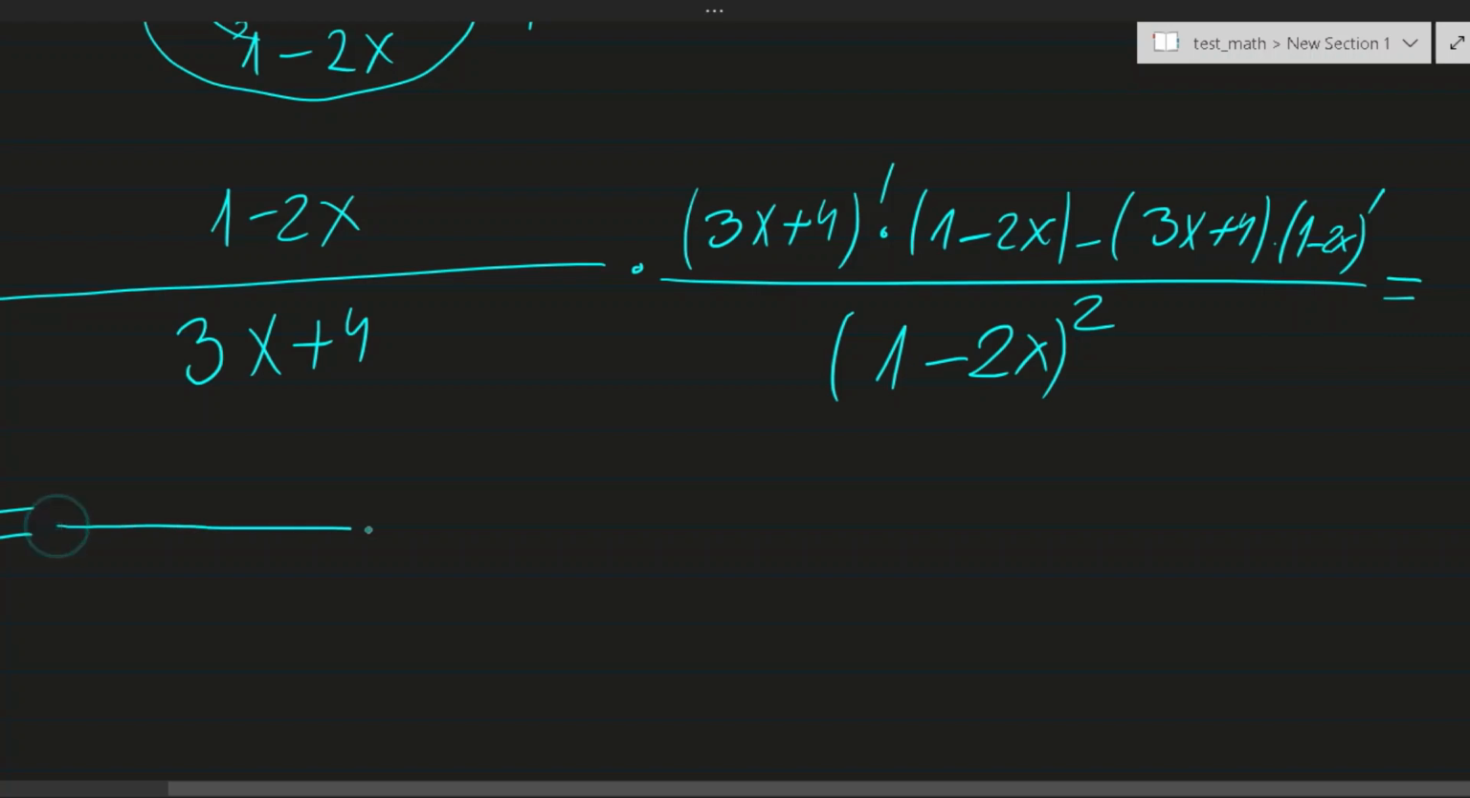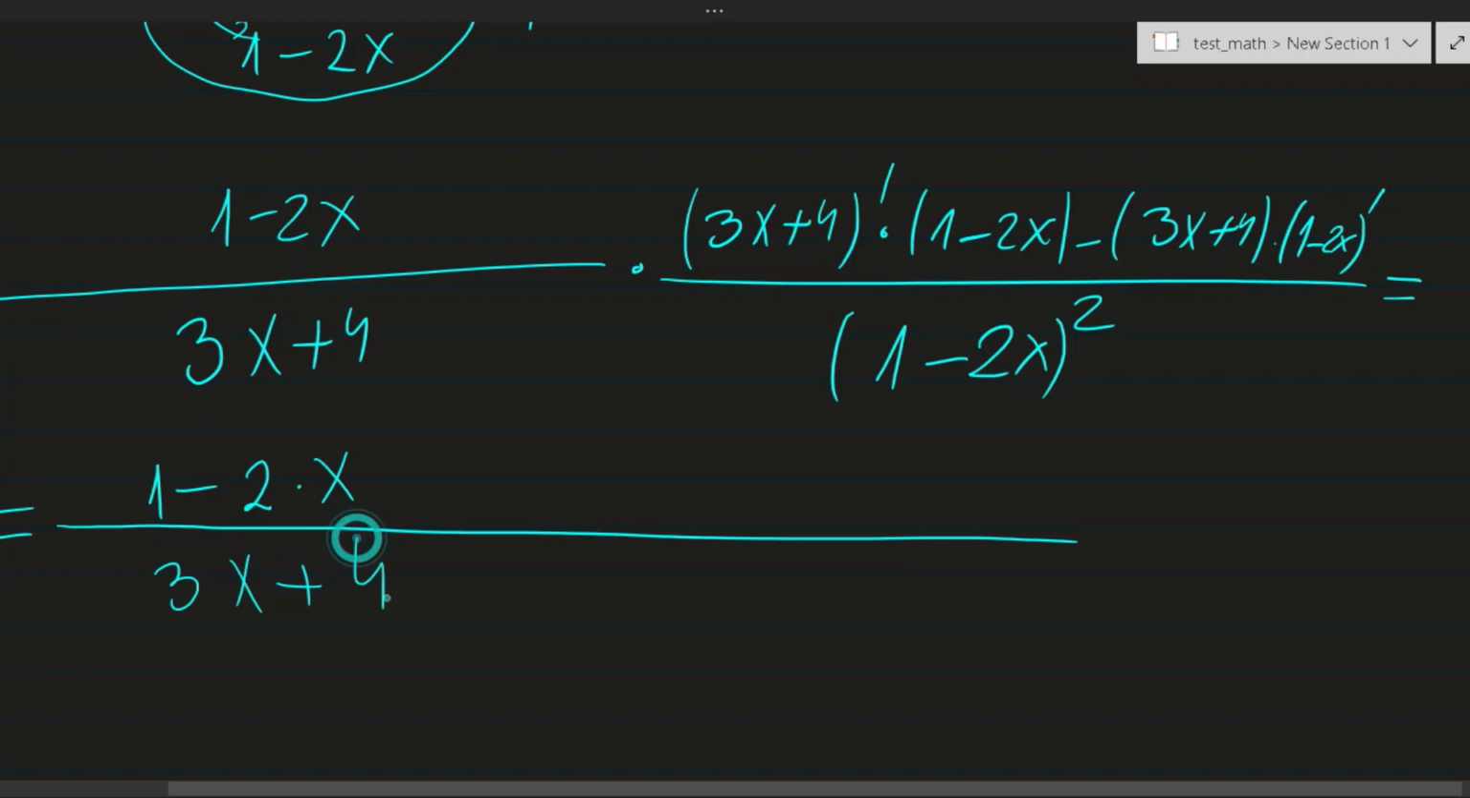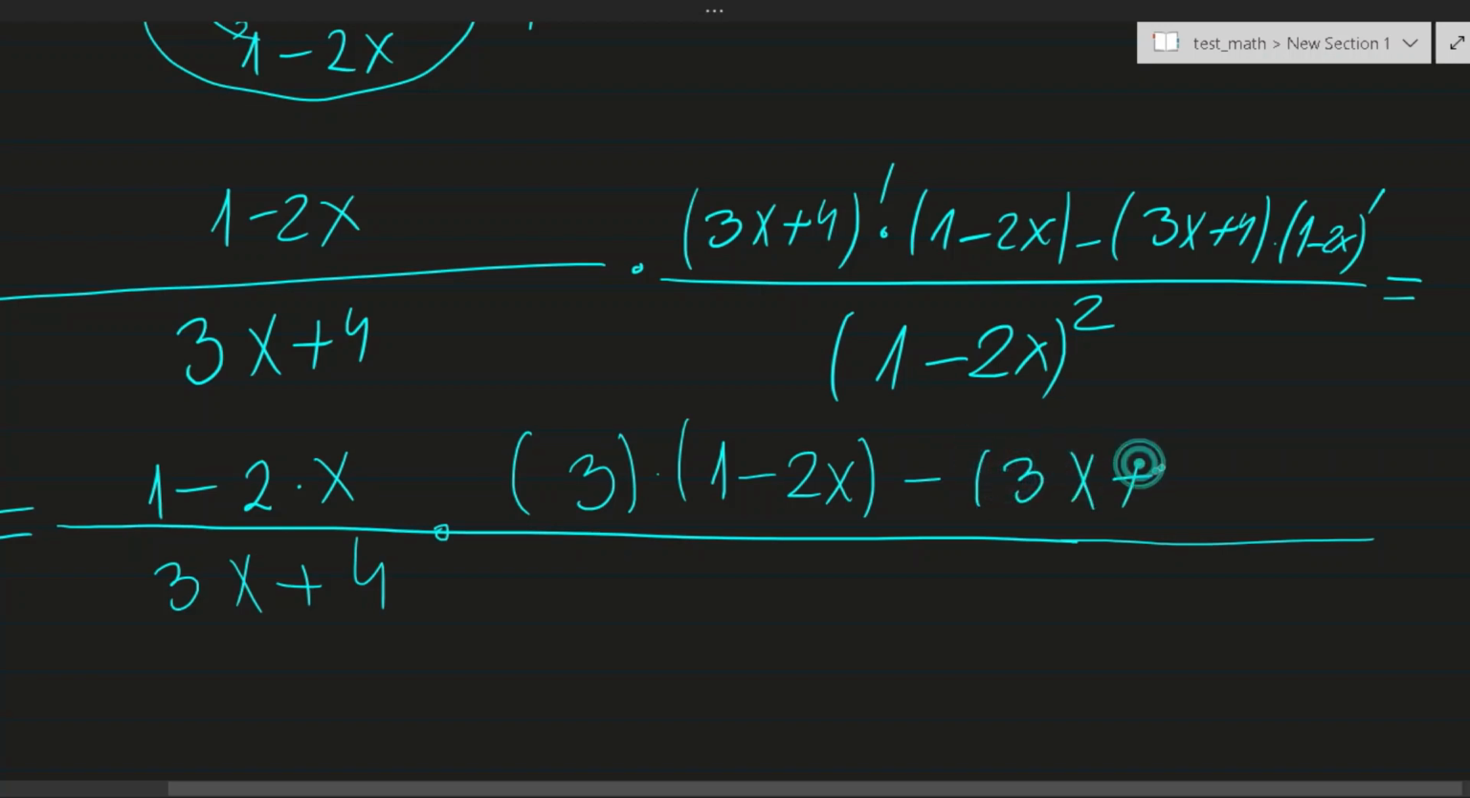Equal fraction 1 minus 2x over 3x plus 4, multiplication. We have here the derivative of 3x is 3. The derivative of a constant number is 0. We have here (1 minus 2x) minus (3x plus 4). Here the derivative of a constant number is 0 minus 2, and here the denominator we have 1 minus 2x, all this in power of 2.